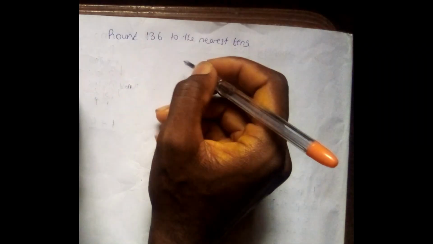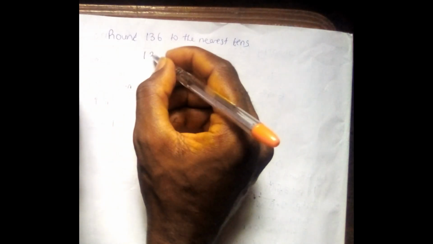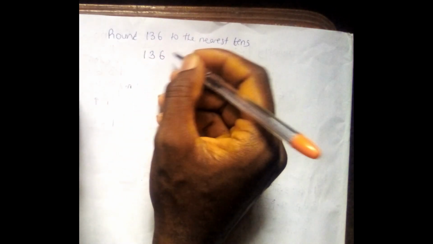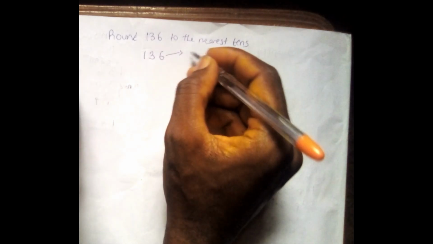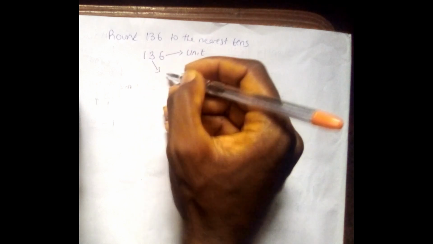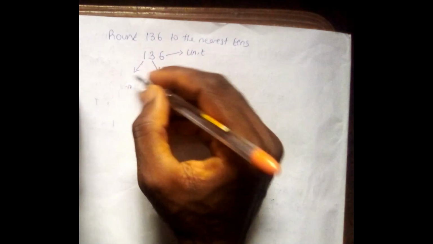Now let's round this to the nearest tens. We have 1, 3, 6. This 6 occupies the position of the unit. This 3 occupies the position of the tens. This one occupies the position of the hundred.